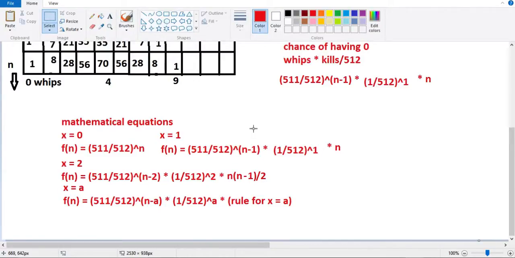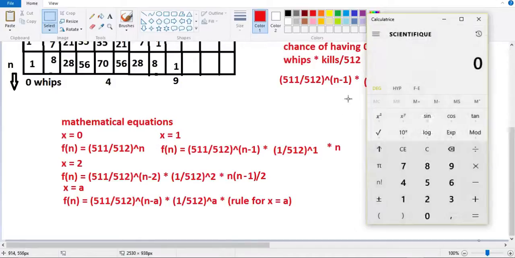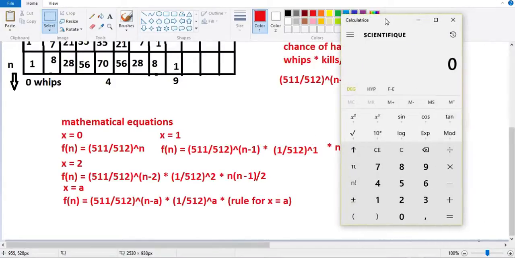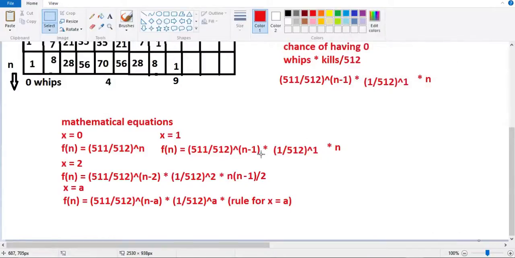Yeah. This is basically all I wanted to do. Let's just find the probability of having 5 whips and 5,000 kills. Wait, what am I doing? What am I doing? I don't even have the rule for 5. I was gonna do the thing for 2 whips.